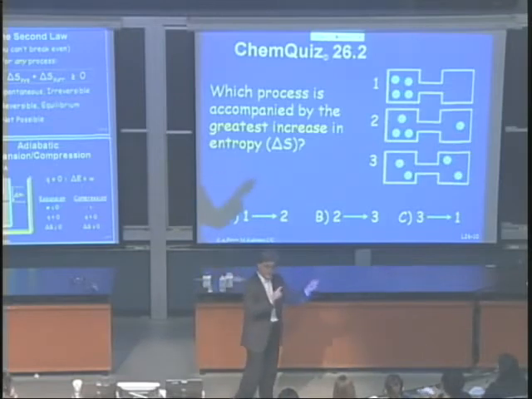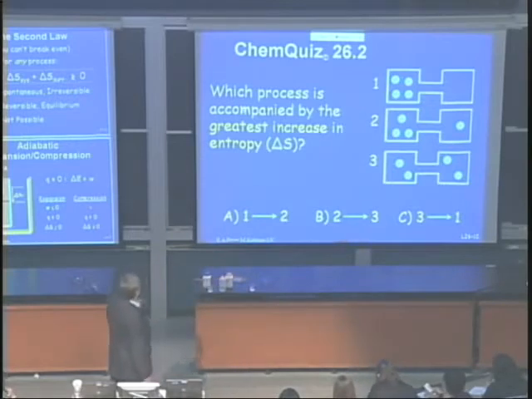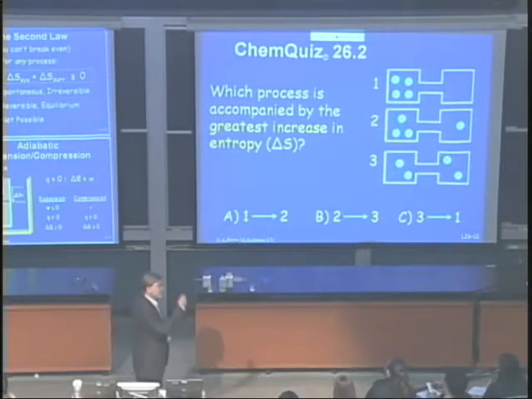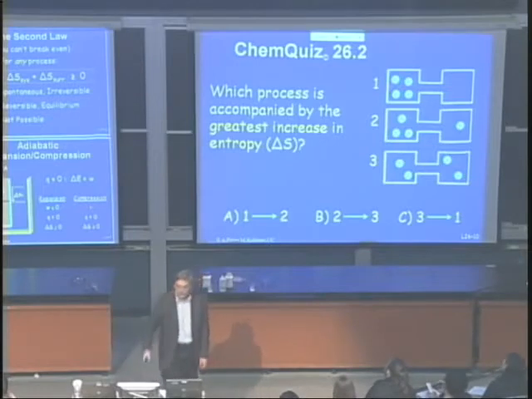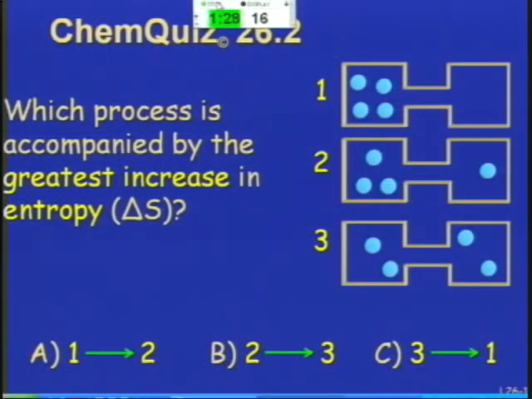So you have to calculate the W for this. And then I'm asking you, which is accompanied by the greatest increase in entropy, delta S? If I go from state 1 to 2, or from 2 to 3, or from 3 to 1, which has the greatest increase in entropy, the greatest disorder? So why don't you think about this? And give me your answer, or whatever you come up with.